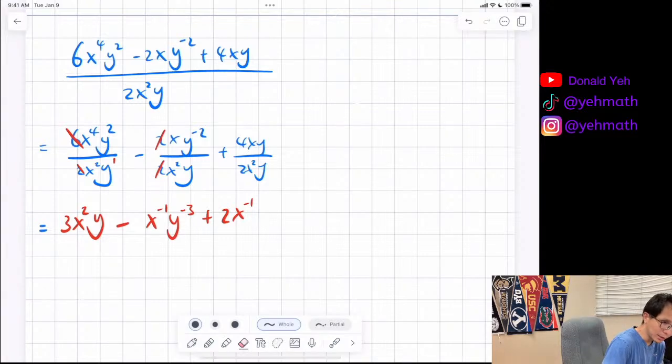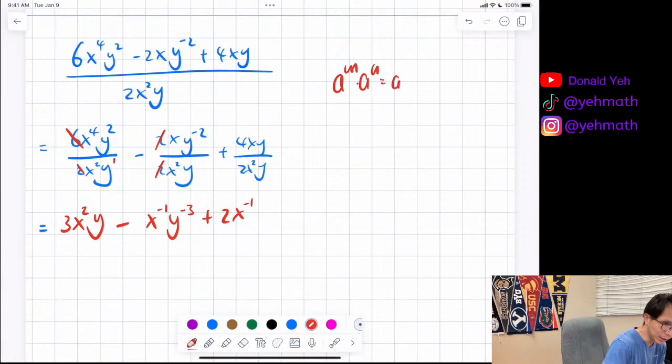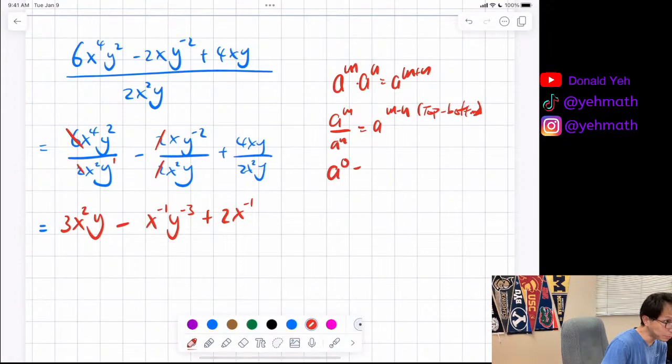I'm going to write down the exponent rules. So a to the m times a to the n is equal to a to the m plus n. A to the m over a to the n is equal to a to the top minus bottom. So top minus bottom. You should know all the exponent rules. Anything to the 0 power is what? 1.